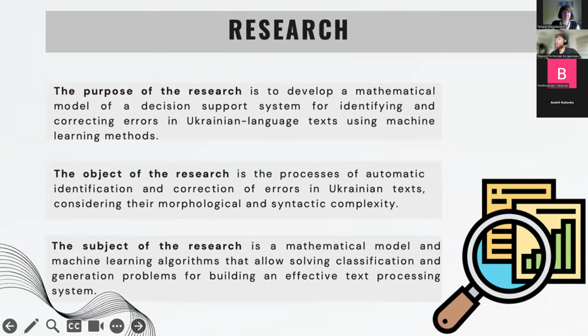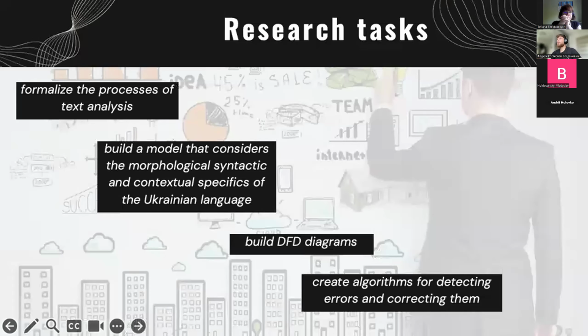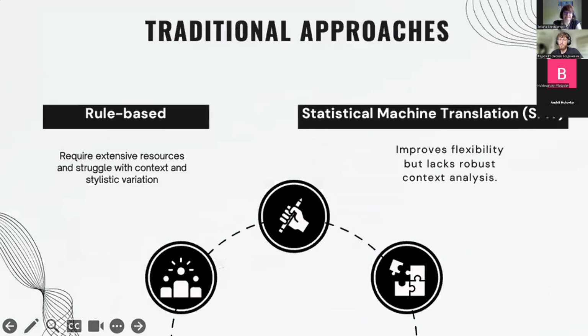The purpose of the research is to develop a mathematical model of a decision support system for identifying and correcting errors in Ukrainian language text using machine learning. The object of the research is the process of automatic identification and correction. The subject of the research is a mathematical model and machine learning algorithm that allow solving classification and generation problems for building an effective text processing system. The research tasks were to formalize the process of text analysis, build models that consider morphological, syntax and other complexities, build DFD diagrams, and create algorithms for detecting errors and correcting them.